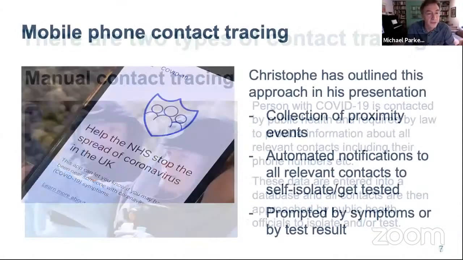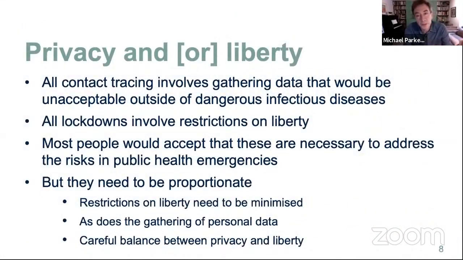Thanks very much, Christophe. Okay, so both of these two approaches to contact tracing, manual contact tracing and mobile phone app contact tracing, both involve the gathering of data that wouldn't be acceptable normally outside the context of dangerous infectious diseases. So all contact tracing requires that, and all lockdowns involve restrictions on liberty, but most people would accept that these are necessary to address the risks in public health emergencies, but they need to be proportionate.